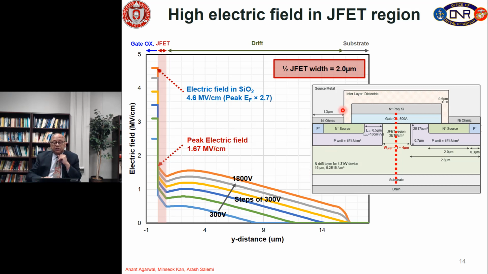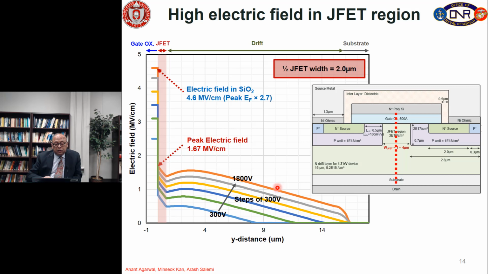So, here is the first simulation. We have taken half JFET width to be 2 micron, meaning 4 micron total JFET width, and we are looking at the electric field along this red line in the middle of the JFET region. When we have applied a full voltage, in this case of about 1700 volt, and we see actually 1800 volts is what we have applied. So, you can see as we go from 300 volt in steps of 300 volts to 1800 volt, we come up with this orange curve.